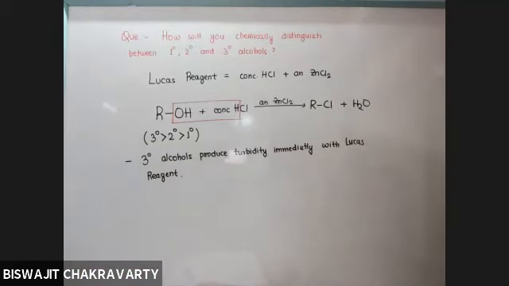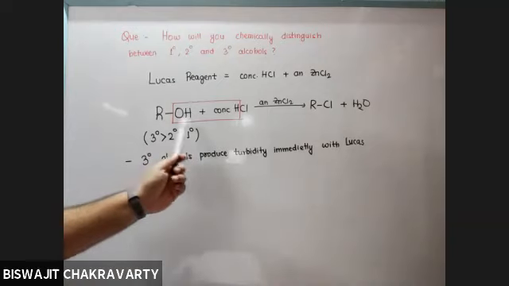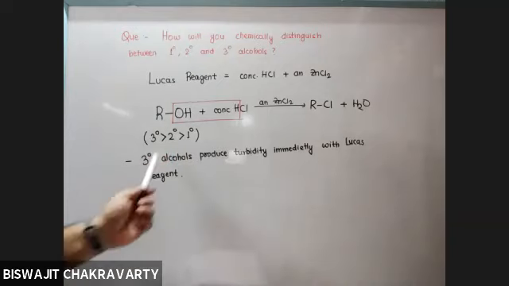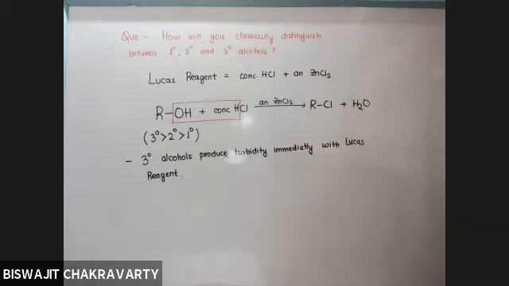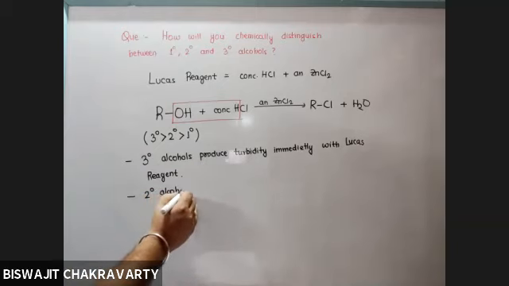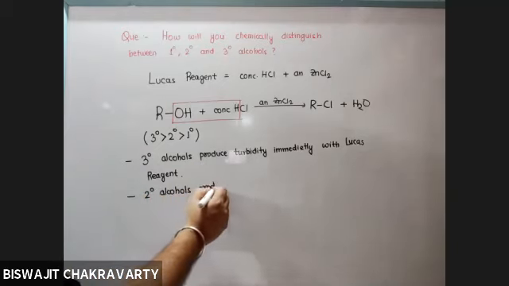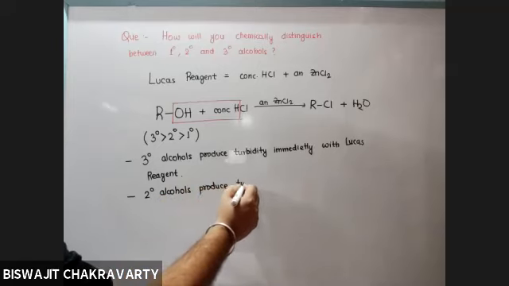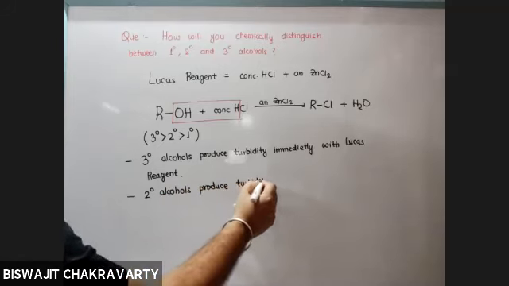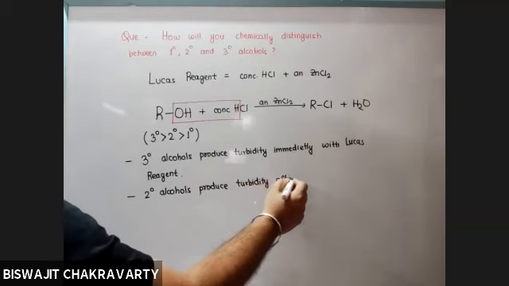So how much time is required to produce the turbidity, which we can observe with our eyes, helps us to predict the nature of the alcohol taken. If the turbidity appears immediately, it means that the alcohol under consideration was 3 degree, and that is why the turbidity occurred immediately. 2 degree alcohols produce turbidity after 5 minutes.